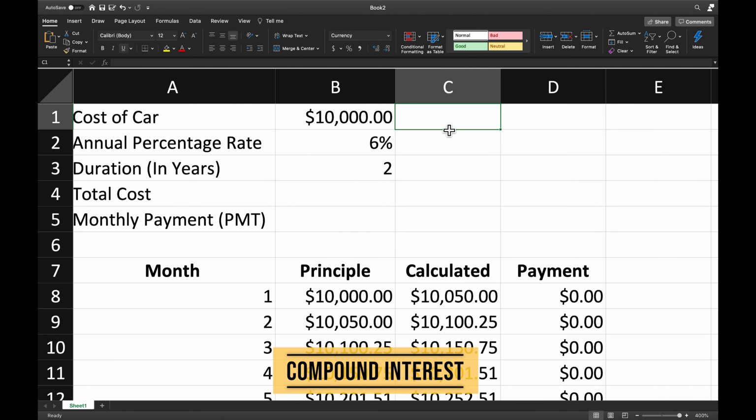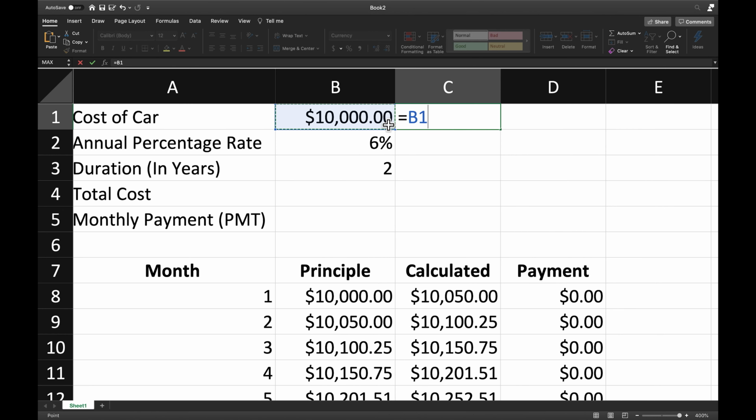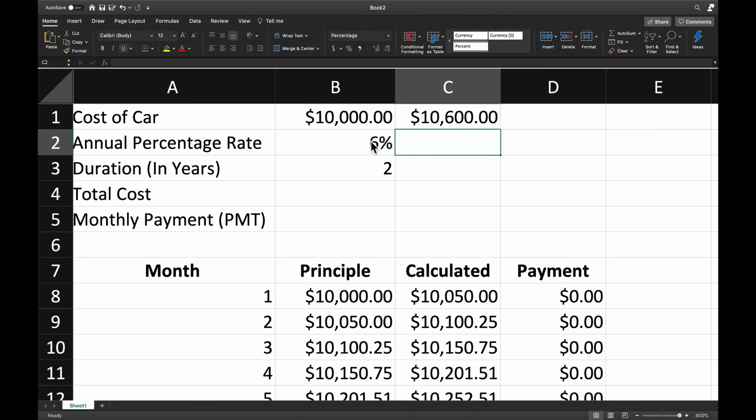If you know some basic math, you might think interest rate, how hard is that? Just $10,000 plus 6%, which is $10,600. That is wrong, and that is how people get into trouble financially.